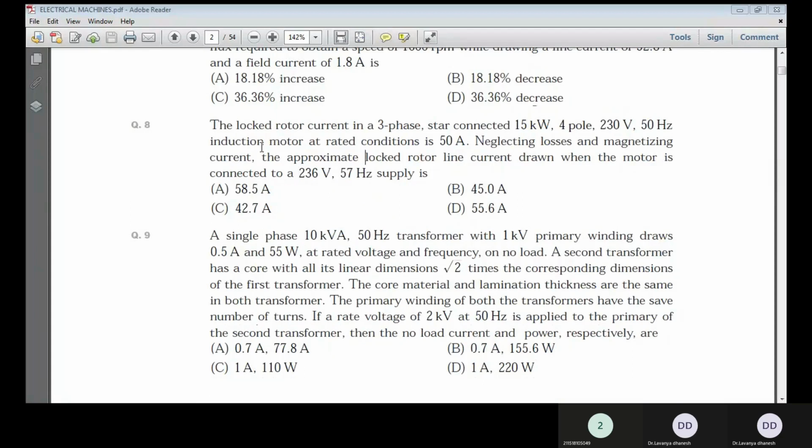Okay. So here, the locked rotor current in a 3-phase star connected 15 kilowatt 4-pole 230 volt 50 hertz induction motor at rated conditions is 50 ampere. Neglecting losses and magnetizing current, the approximate locked rotor line current drawn when the motor is connected to a 236 volt 57 hertz supply is. So they are asking what is the approximate locked rotor line current. They have given some data here.